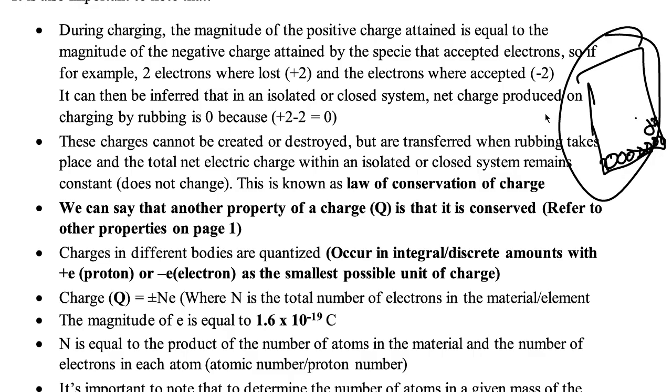So it occurs in integral or discrete amounts, with plus e for the proton or negative e for the electron, because remember, proton is positive, electron is negative, as the smallest possible unit of charge. So starting from the smallest unit e, it can build up to 50e, 100e, 1000e. You can just keep building, but that is the minimum, the discrete amount for which it was built. So that's the quantization there.